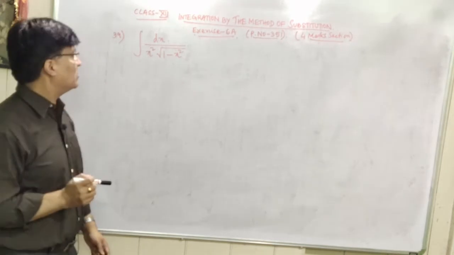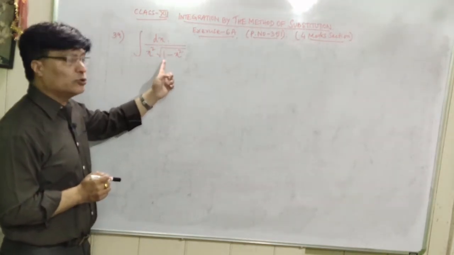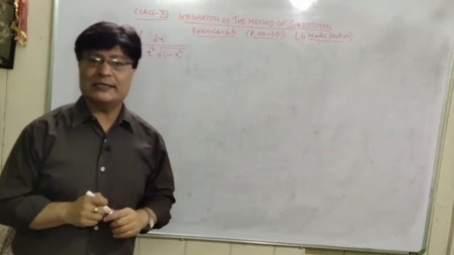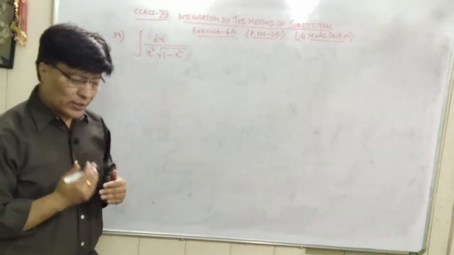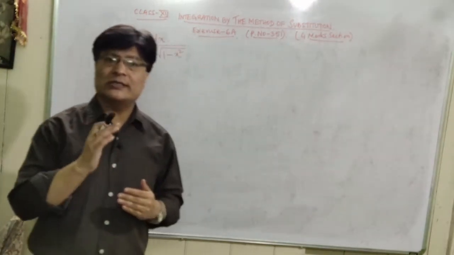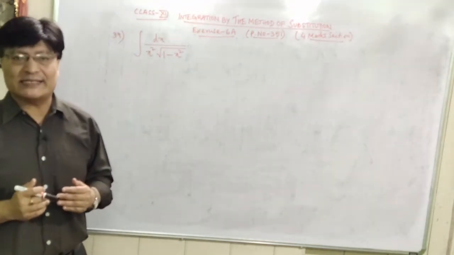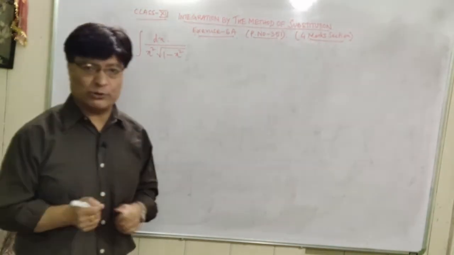That is, you have to integrate integral sign dx divided by x square root under 1 minus x square. Now in this case, within square root there is 1 minus x square. So in this case you cannot do the z method. You cannot substitute 1 minus x square as z. So in this case you have to do the trigonometric substitution.